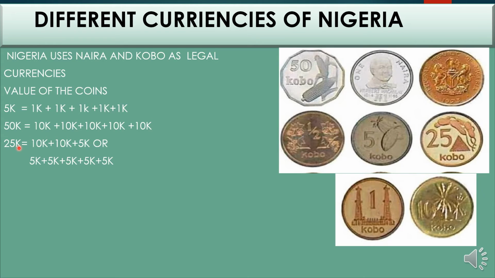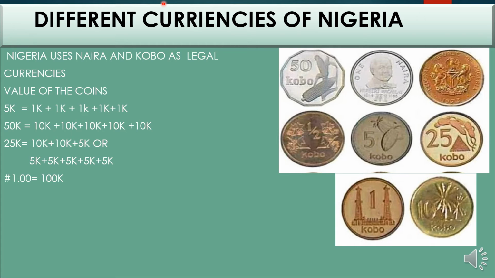Boys and girls, are we following? Please pay close attention. In that same way that you want to go and buy a biscuit of 10 naira and you bring 5 naira, you bring the first one and you bring the second one, making it 10 naira. That is the same way that you would bring 5 of 5 kobo to be able to get 25 kobo. All right, are you with me? Okay, good. Now let's move to the next.